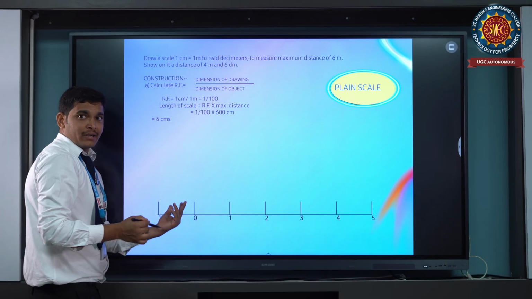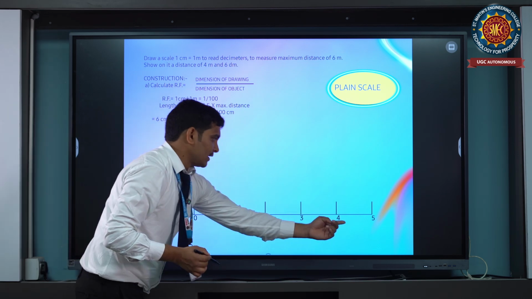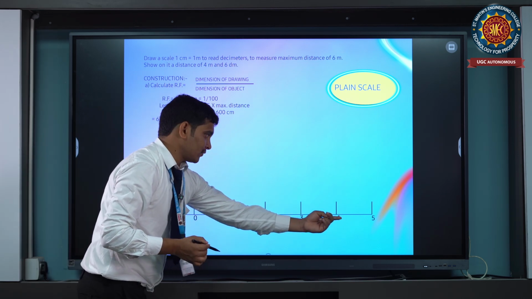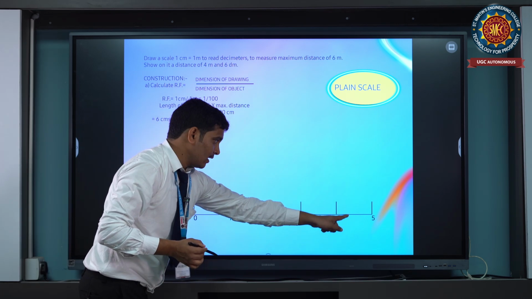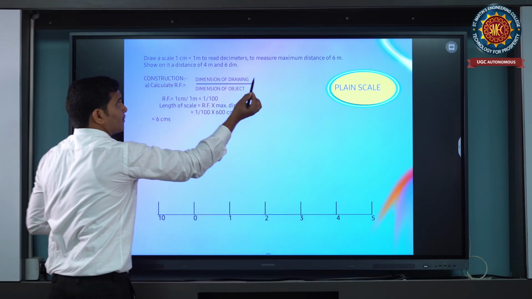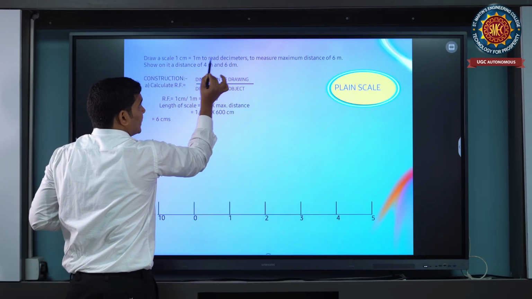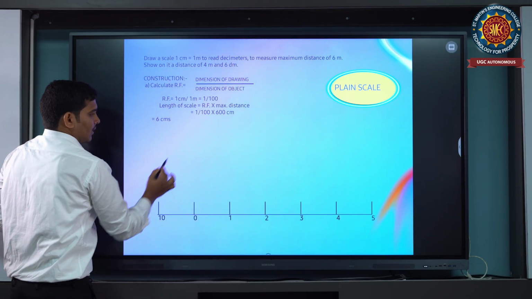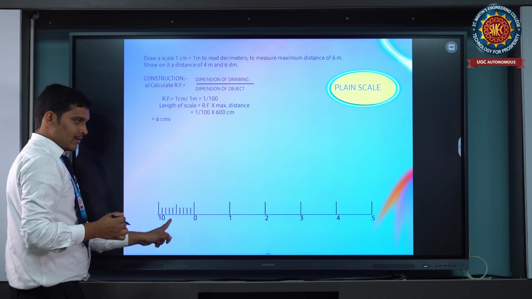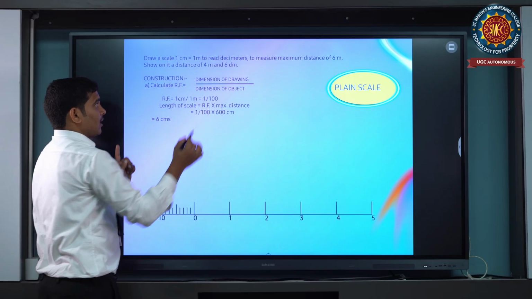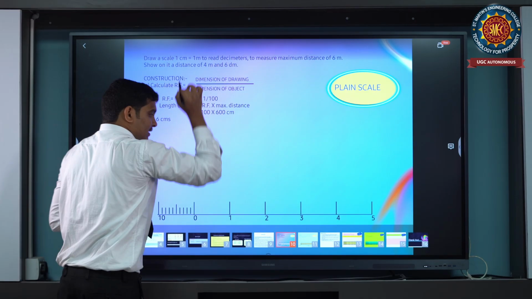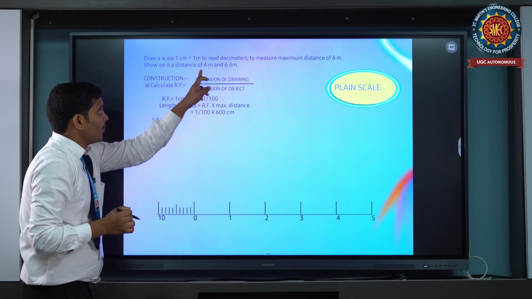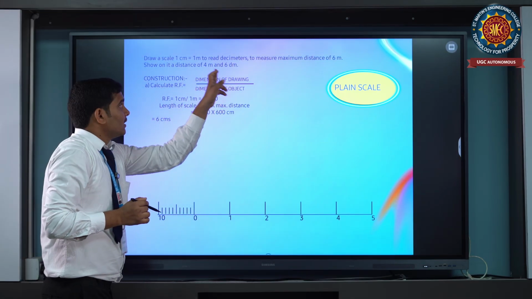Here we have the 10 equal parts. For example, the fifth part is 5 decimeters. We need to mark the distance in meters and decimeters to measure the maximum distance of the object. Now we divide it into 10 equal parts. We need to draw 4 meters and 6 decimeters.